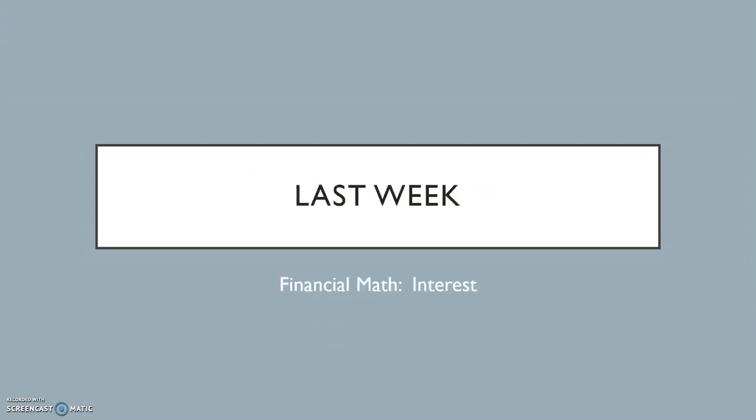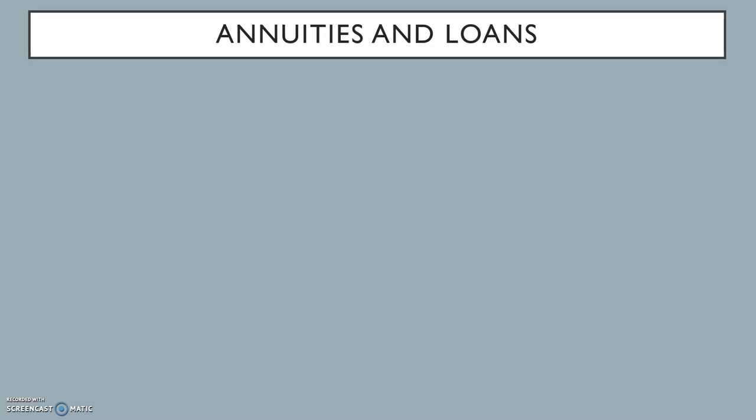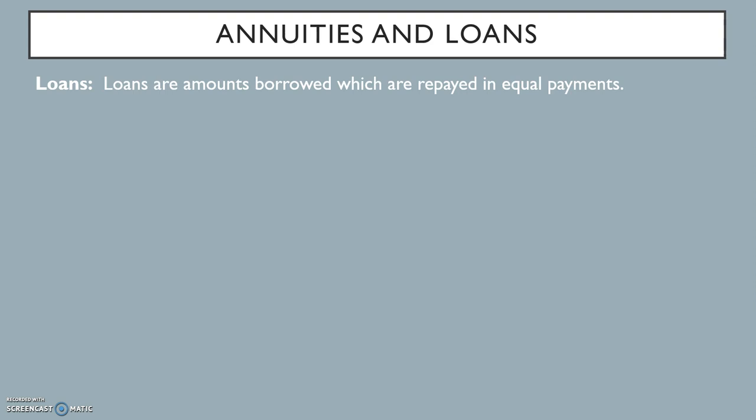We made it. Last week we began a 2-week section on financial math and we talked about different types of interest. This week we will be talking about annuities and loans. So what are annuities and loans? Well, we have probably all heard of a loan before. A loan is money that a person borrows from a bank or other institution.